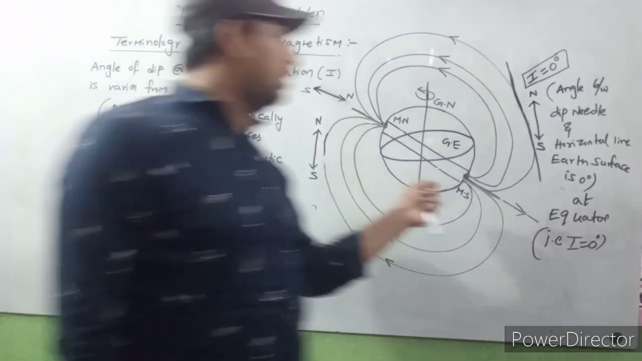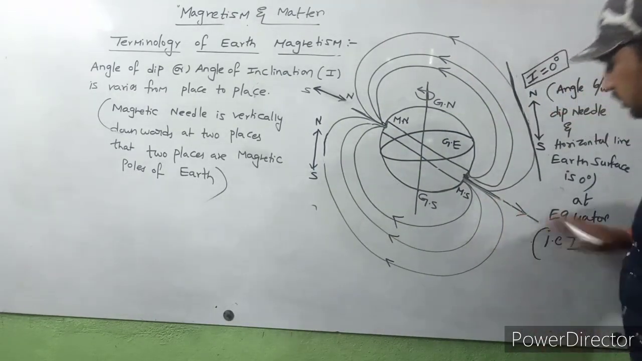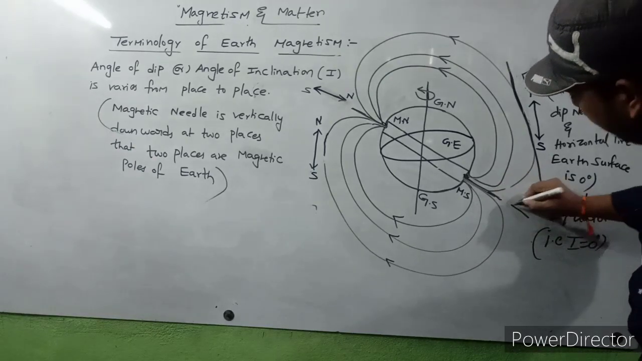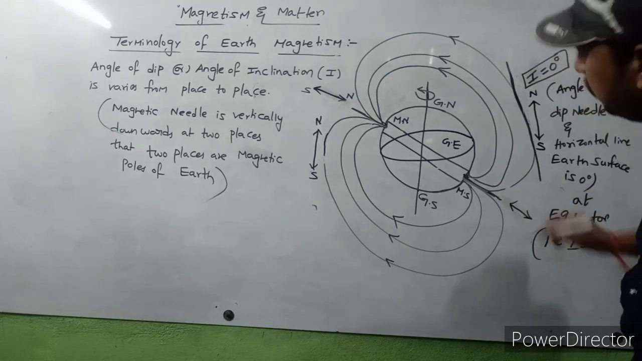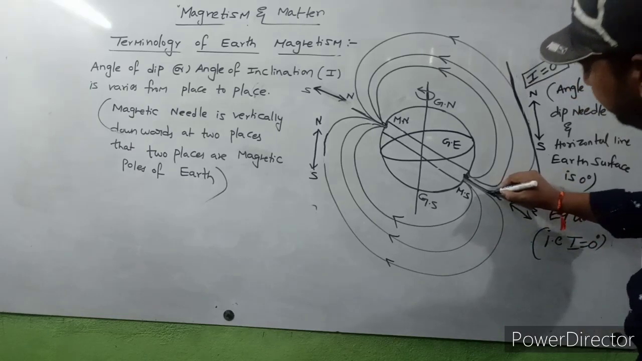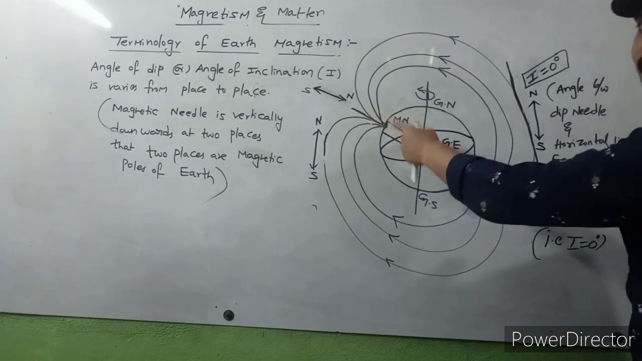If I bring the magnetic needle nearer to here, the south pole of the magnetic needle is vertically downwards. That's why it indicates the magnetic south pole. So that's why it indicates here the magnetic north pole.